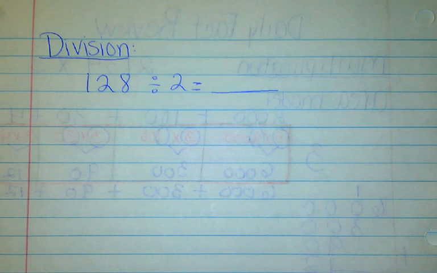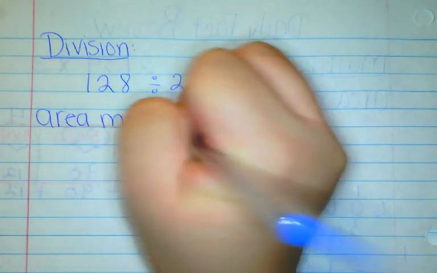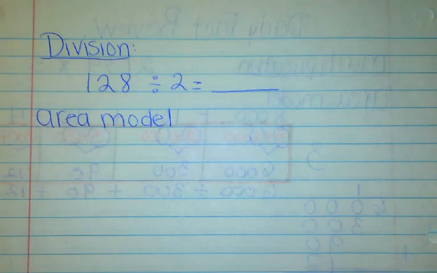We've done both already. This should all be, like the title says, a review. But we are going to hit it hard because a lot of you still do not know your tables. We're going to do an area model in division. So what do we do first? First, you're going to do your box. You're going to draw your box.